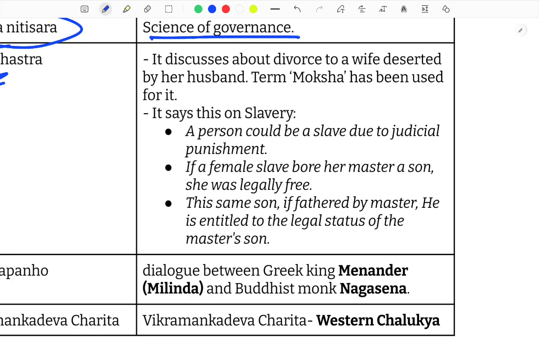We will see this question now in this set. Arthashastra discusses divorce for a wife deserted by her husband. The term moksha has been used for it. What is the take of Arthashastra on slavery? These three statements appeared in your previous year question: a person could be a slave due to judicial punishment; if a female slave bore her master a son, she was legally free; the same son, if fathered by the master, is entitled to the legal status of the master's son. So this is all mentioned in the Arthashastra on slavery.